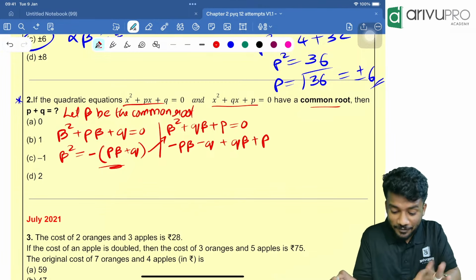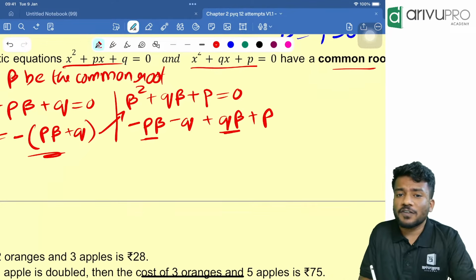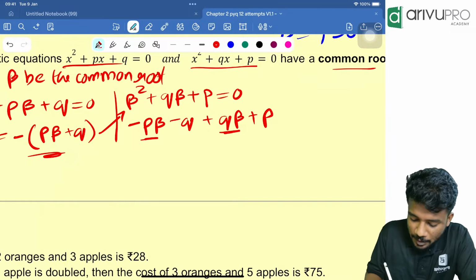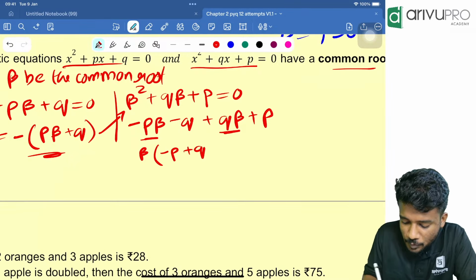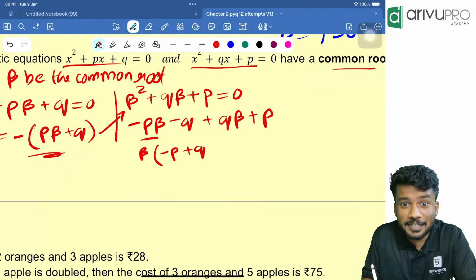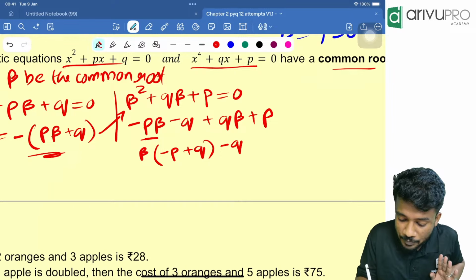Can you find me the value of beta from here? Which all terms are having beta in common? First and the third term. So take beta common. That means minus p plus q. That means from this also beta is taken, that means q is taken outside. Then minus q plus p.